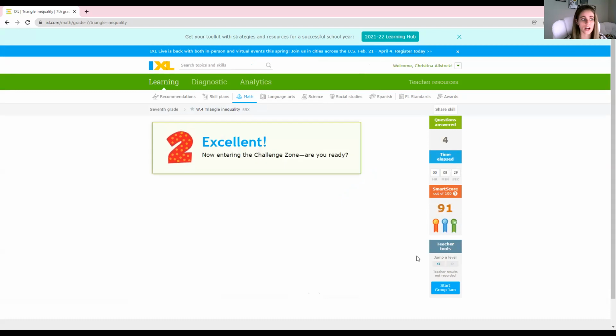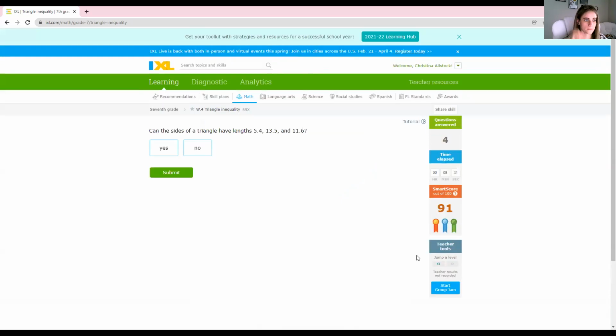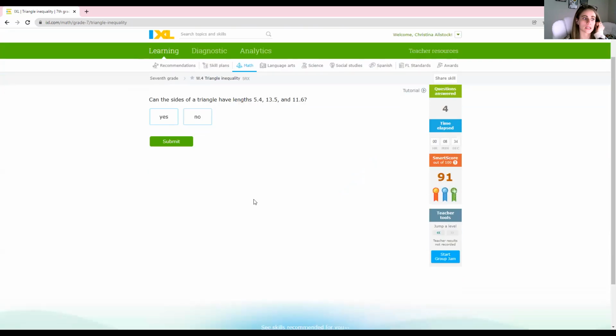All right, let's try one final problem together. Can the sides of a triangle have lengths 5.4, 13.5, and 11.6? Even though we have decimals, the process of this is the same. You will just need to make sure you add decimals. This is a great review. Make sure you're doing this without a calculator so you can practice your adding decimal skills. So I'm going to format this a little bit differently. I'm going to stack my numbers when I do my addition.